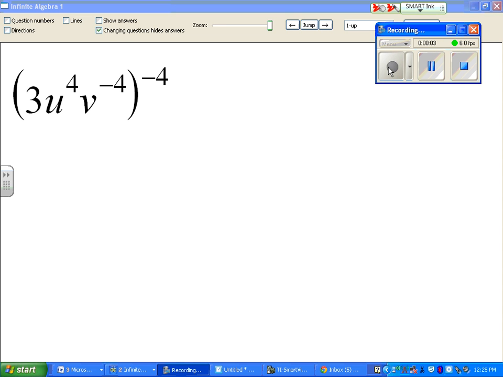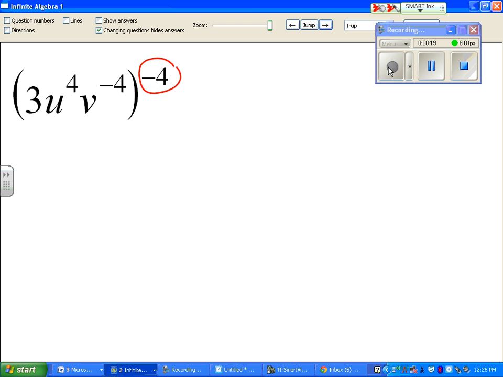All right, negative number 8 rather, it's more difficult. 3u to the fourth, v to the negative fourth, taken negative 4 times. I'm going to show you two ways to do this one, and you decide which one you like the best, because we talked about this a little bit in class.